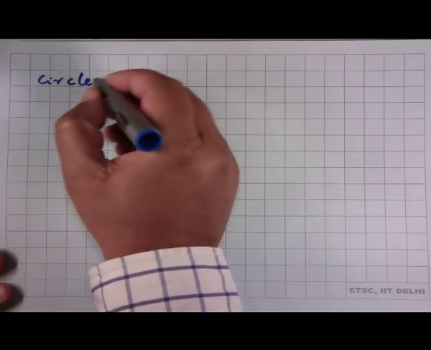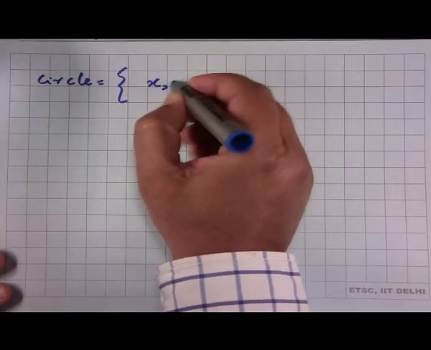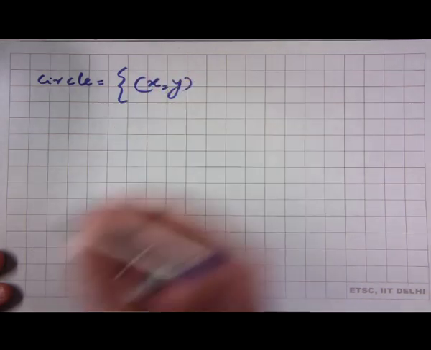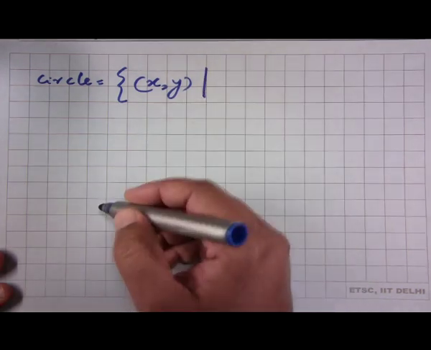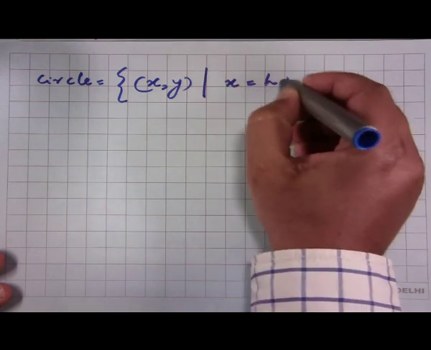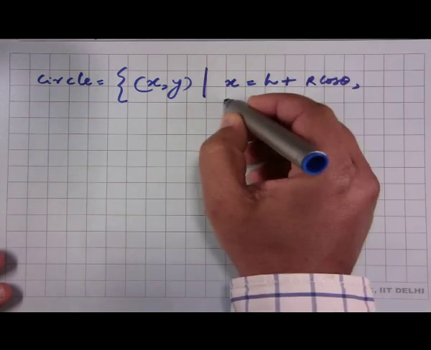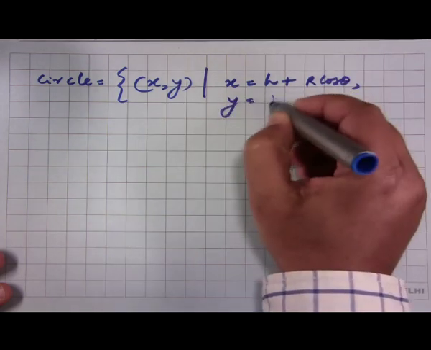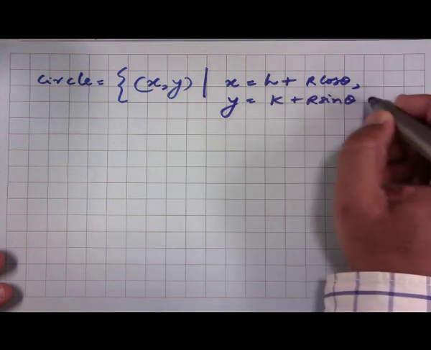We can define the entire circle to be all those points x and y where x is h plus r cos theta, y is k plus r sin theta.